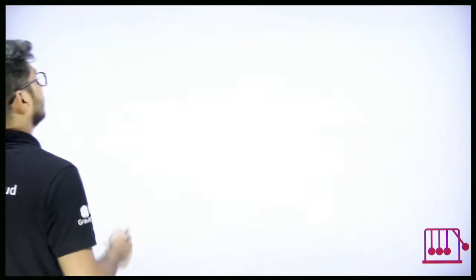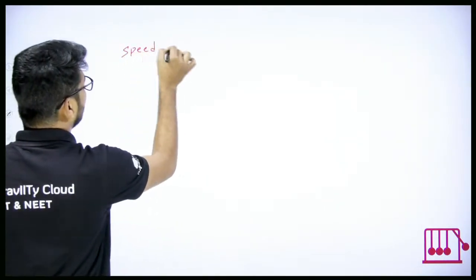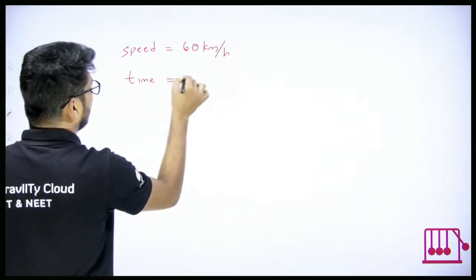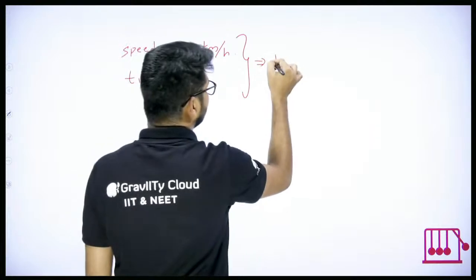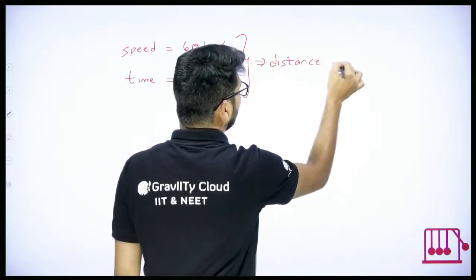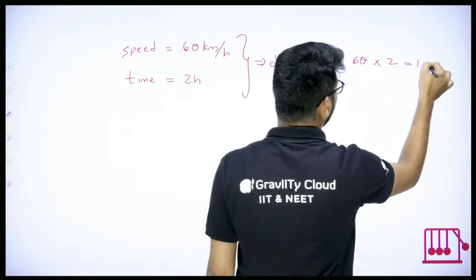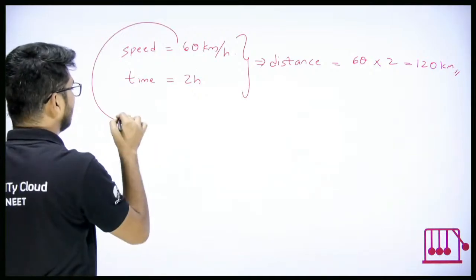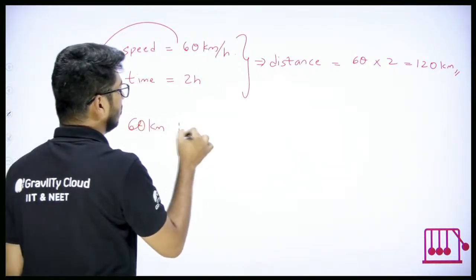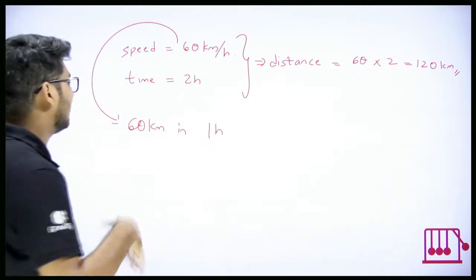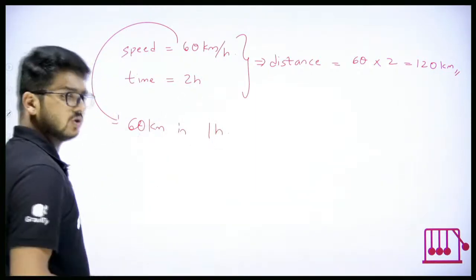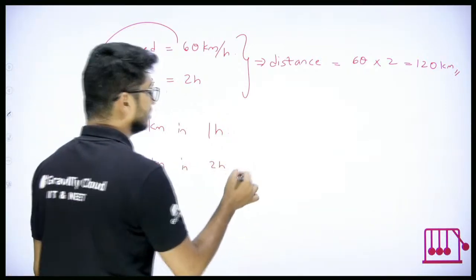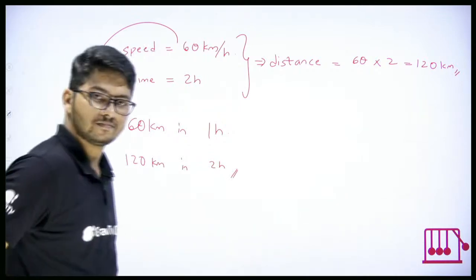I'll give a simple example. Let's say speed is equal to 60 kilometers per hour and time is equal to 2 hours. How do you get the distance? You go with 60 into 2, which is 120 kilometers. Because 60 kilometers per hour means 60 kilometers in 1 hour. If you need that in 2 hours, you multiply with 2. That's it.